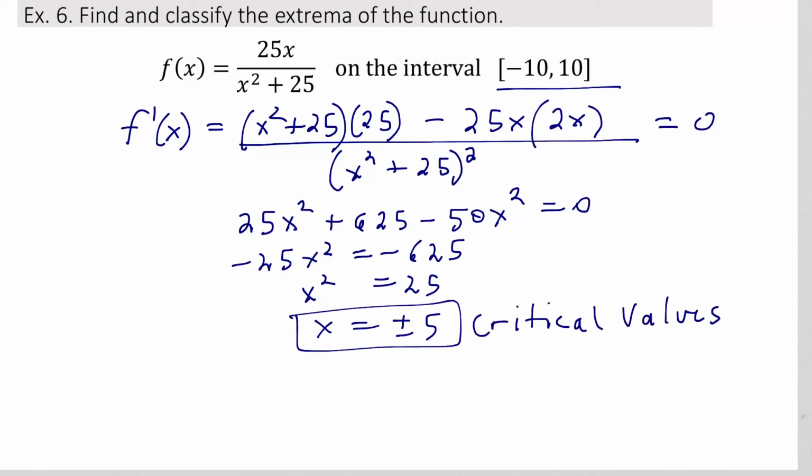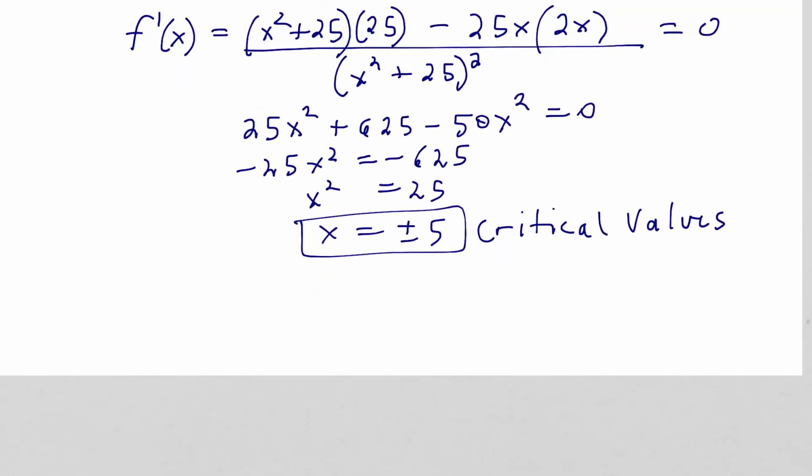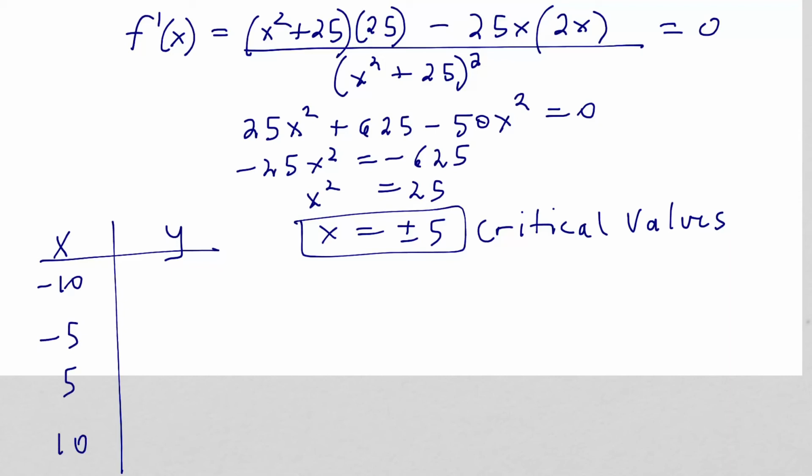Right now, I'm going to make a table with my critical values and my endpoints and make some decisions about extreme values. So I put them in order. Now I'm going to sub those into my f of x, and I'll get my y values. I write them down. And then I'm going to make a decision.